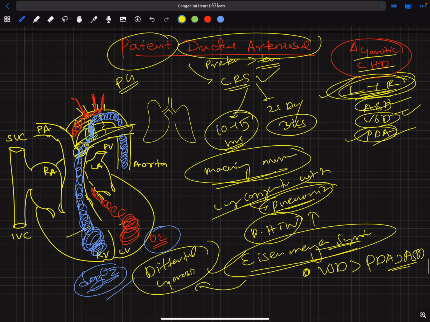When Eisenmenger syndrome develops, deoxygenated blood now goes to the lower part of the body and oxygenated blood goes to the upper part of the body. It will lead to the development of differential cyanosis. This is an important finding in case of patent ductus arteriosus.